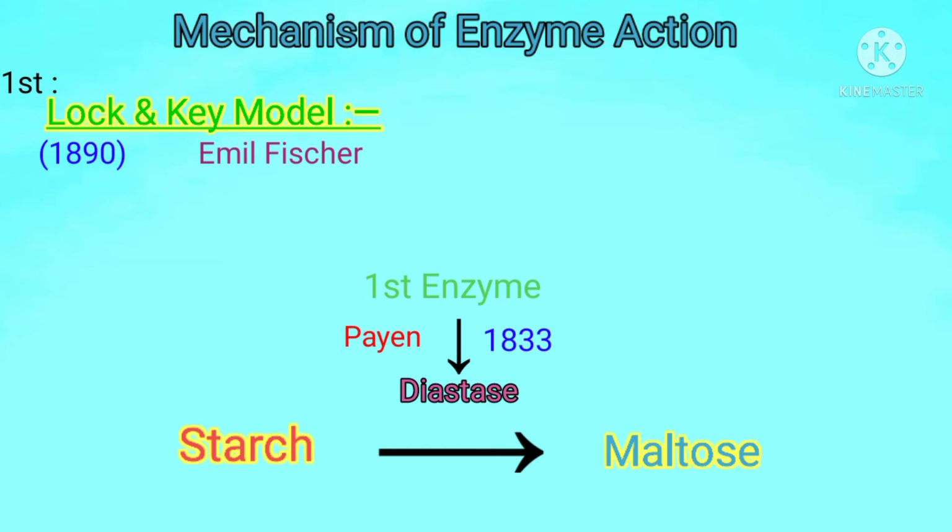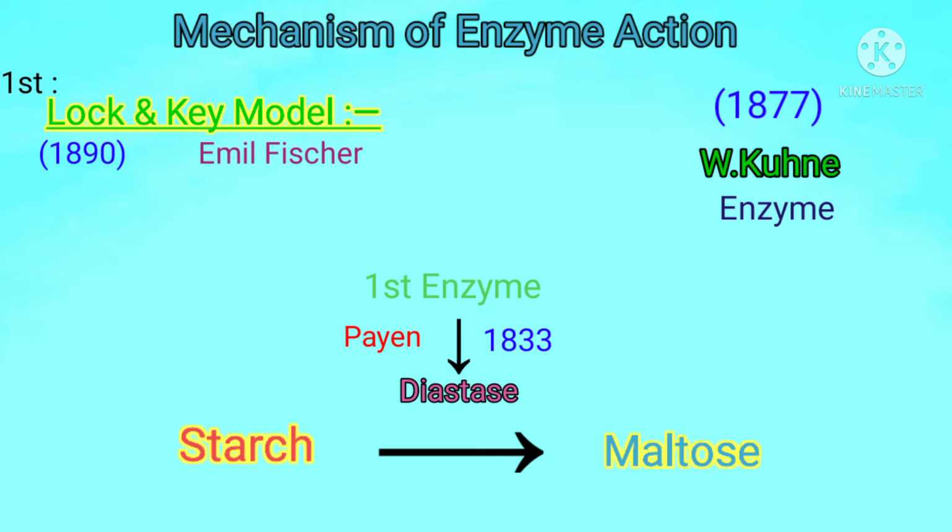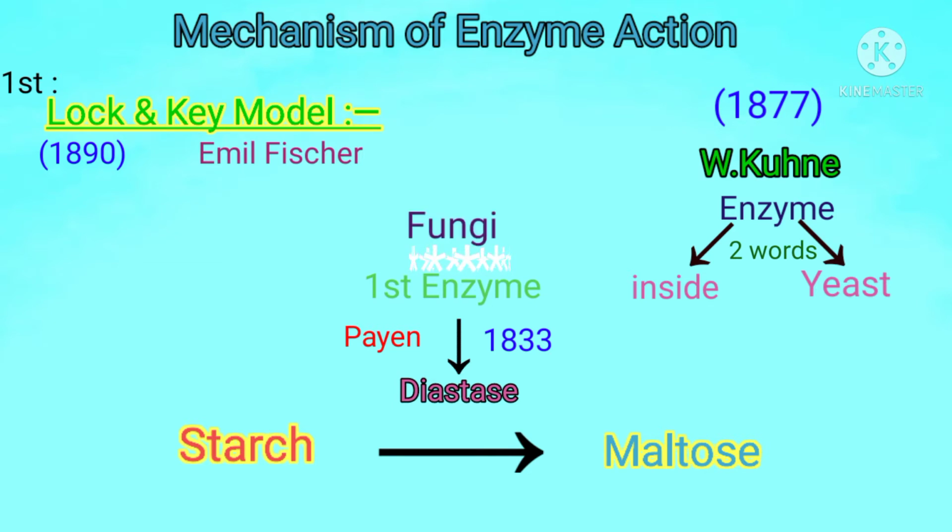This first enzyme, diastase, was discovered by a scientist named Payen. At that time, diastase was not known by the name of enzyme, because later in 1877, W. Kühne gave it the name of enzyme. This word enzyme is made up of two words: en means inside and zyme means yeast, that is a fungus. Students, as the first enzyme was discovered in fungi, due to this similarity, it was named enzyme.